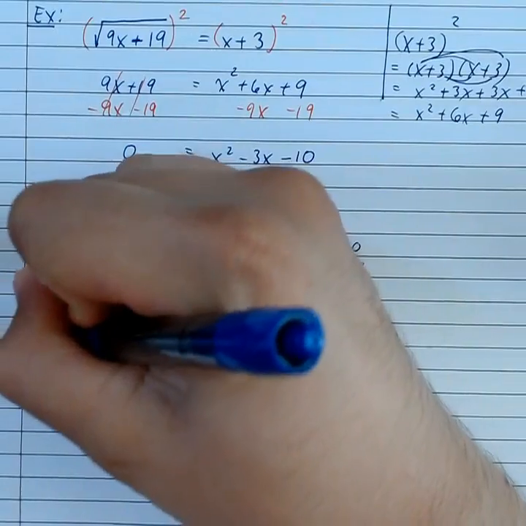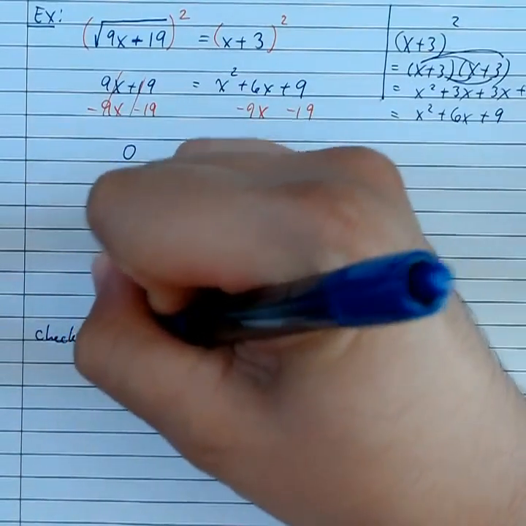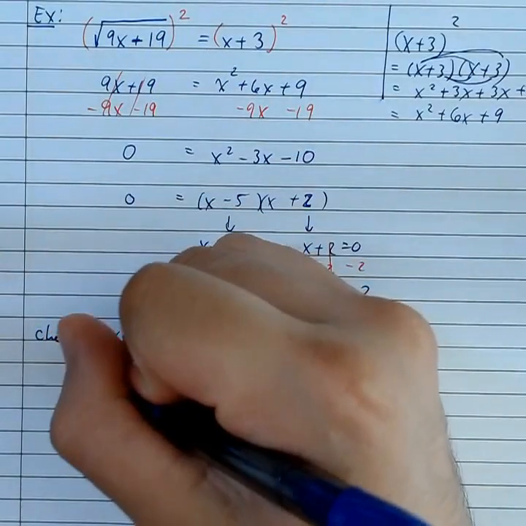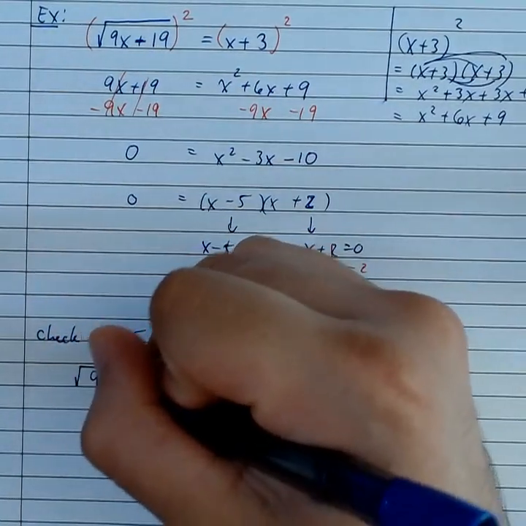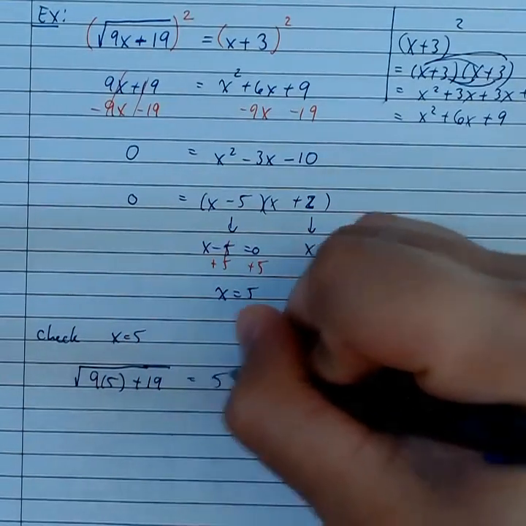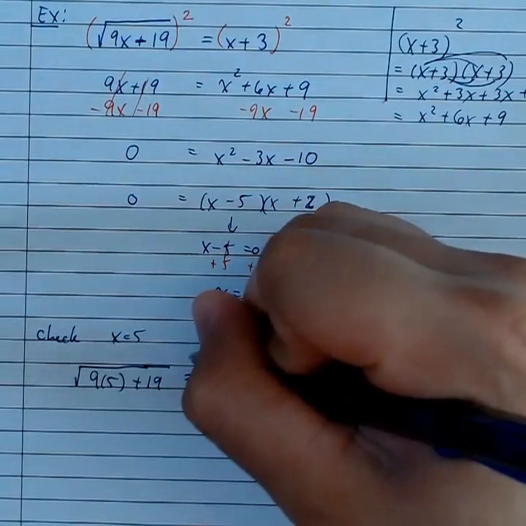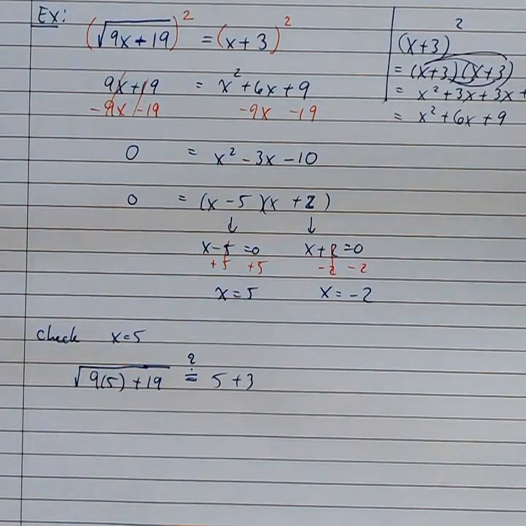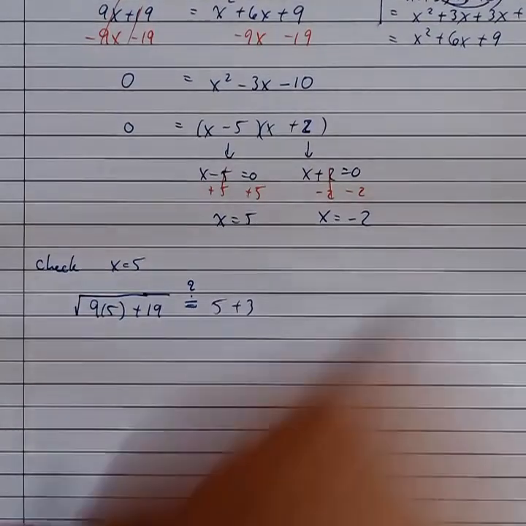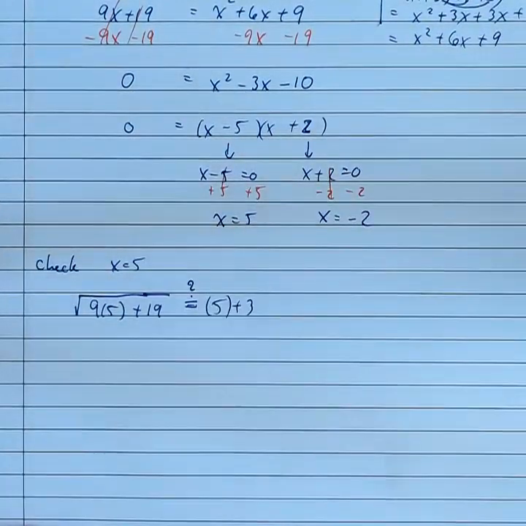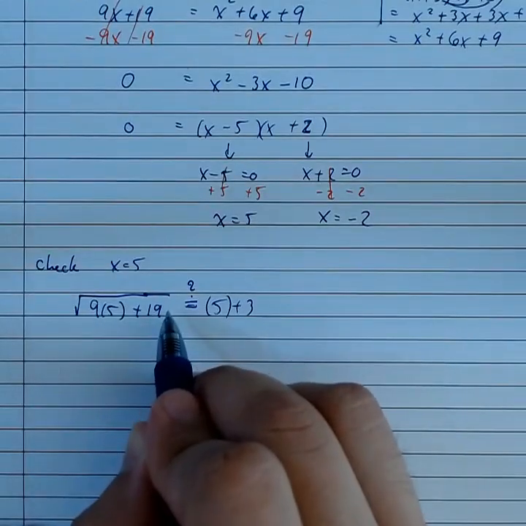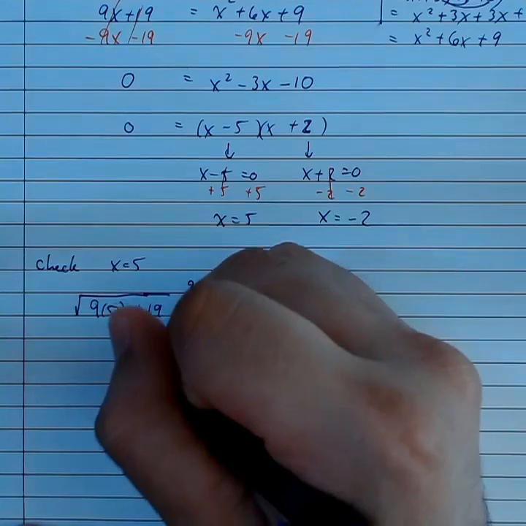So here, let's go ahead and check to see if x equals 5 is a valid solution. Maybe it is, maybe it's not. Let's plug it into our original equation. That's going to be the square root of 9 times 5 plus 19 equals 5 plus 3. And I'm going to put a little question mark over that because, again, I don't know if those are equal. If they are equal, well, good. That means that is our solution. If they're not equal, well, then we have to throw that one away. All right, 9 times 5 is 45, plus 19 is 64. So that's going to be the square root of 64.